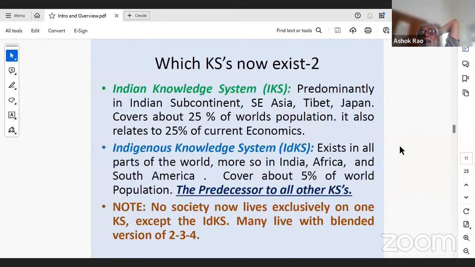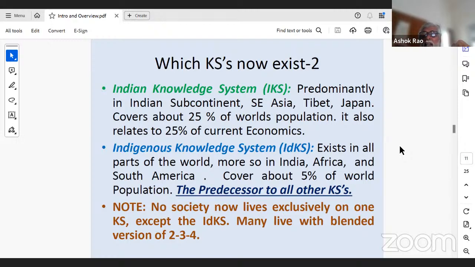The third knowledge system is the Indian knowledge system. It's predominantly in the Indian subcontinent, quite a lot in Southeast Asia, Tibet, Japan. It covers about 25% of the world population, and it relates to about 25% of the current economy in the world. Then there is a fourth knowledge system, and these are the four dominant knowledge systems. I'm not saying there aren't others. There are many other minors which are blended and so on.